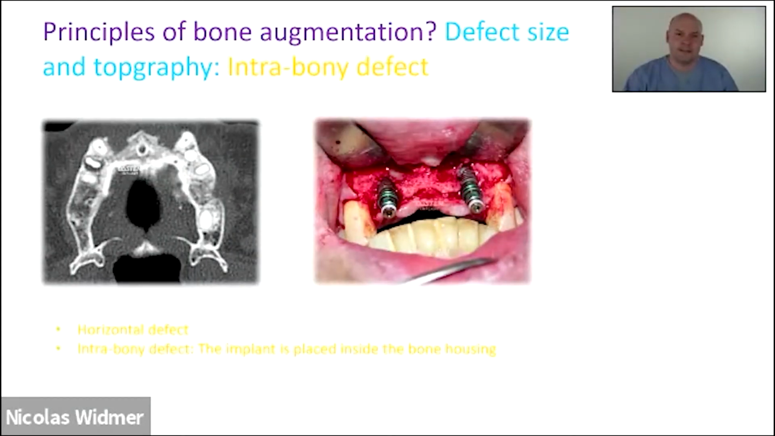Also, in this case, we have the CBCT. There's a lot of bone loss, but there are still defects surrounded by teeth and by bone. So even this horizontal defect, I would say it's still an intrabony defect.